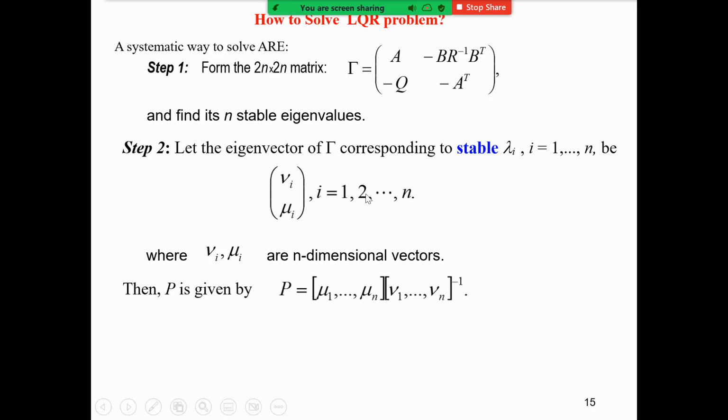And also in this step, the sequence doesn't matter, but it has to correspond. Let's say this mu1 corresponds to v1. If you permute the sequence of these vectors in this matrix, and you permute this one correspondingly, you will get the same answer.